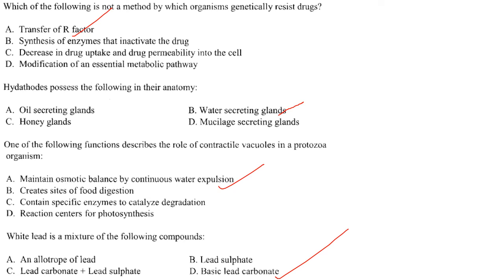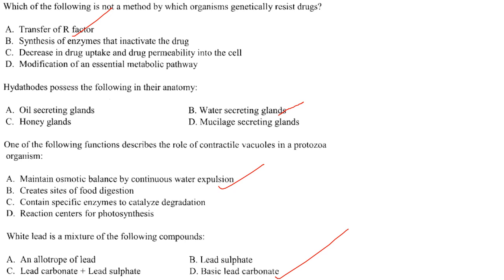Then next one. Which of the following is not a method by which organisms genetically resist drugs? So transfer of R factor. Then synthesis of enzymes that inactivate the drug, decrease in drug uptake and drug permeability into the cell, modification of an essential metabolic pathway. So the answer here is transfer of R factor.